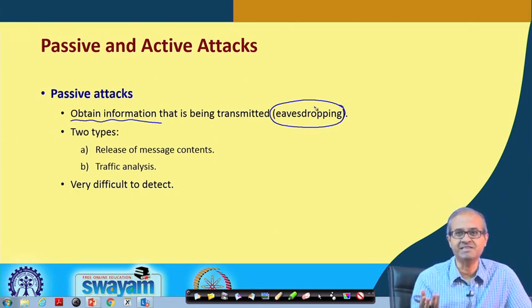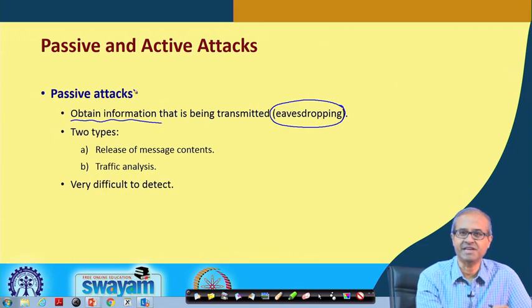Someone is silently listening. This is the most difficult kind of attacks to detect, because you as a user, as a participant, you will have no idea that something wrong is going on, but someone silently is listening everything whatever is flowing through your network, right. This is called passive attacks.